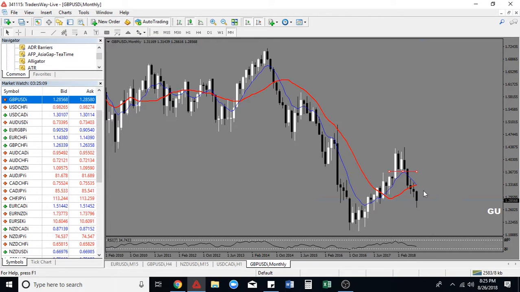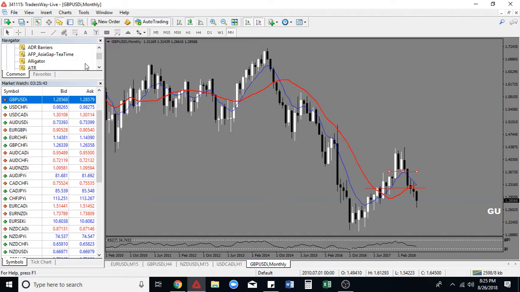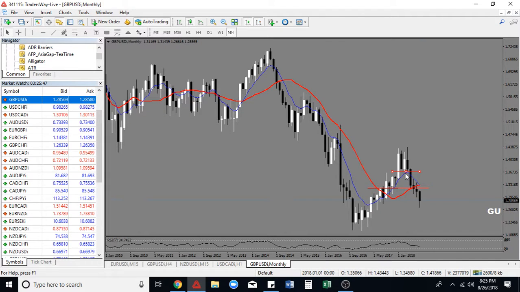And you've got another resistance level there, and another one here, which is sitting on a monthly time frame. All right, so let's go back to the monthly real quick and zoom in on that. If I take this and copy and paste, I can see another level comes in right there.